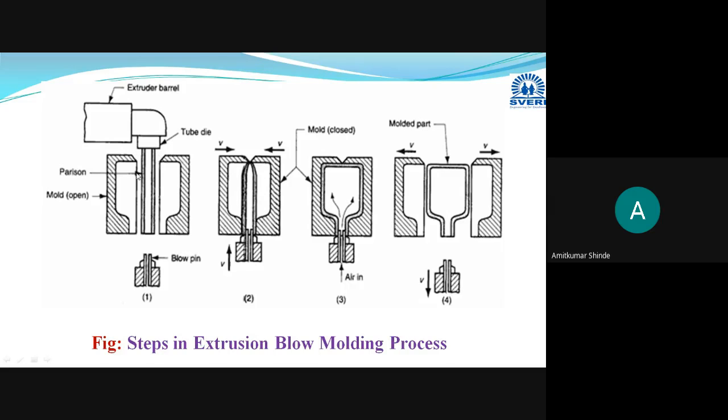By performing extrusion we are manufacturing that parison, and that parison will be placed in the mold cavity. There we are placing that parison. This mold cavity will have two parts, and the shape of the final product is provided here in this mold cavity. Then this mold cavity is closed.